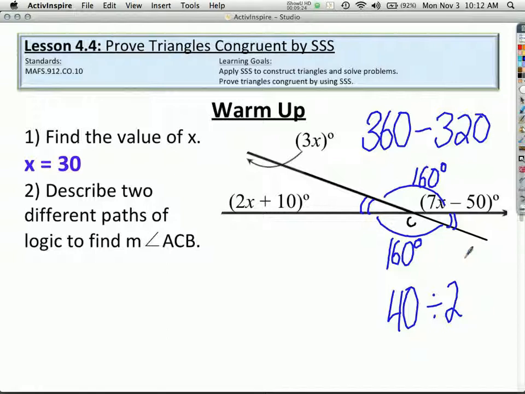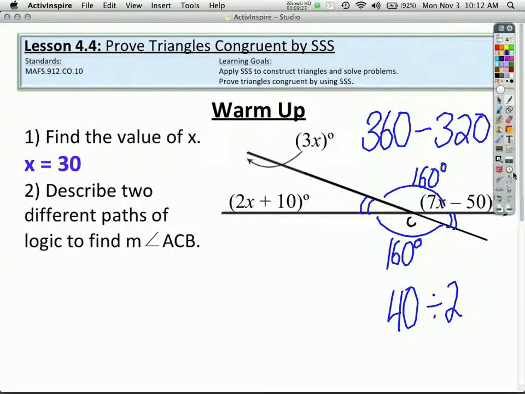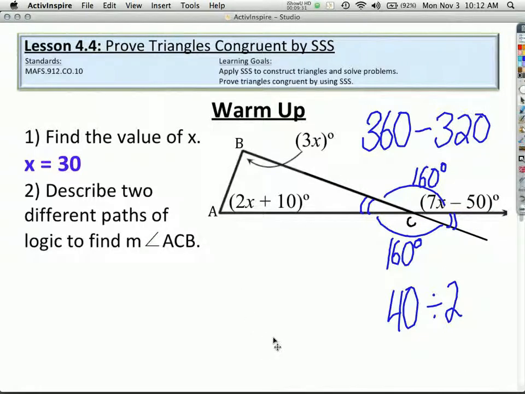Since it was a triangle, you know the inside has to equal 180. So you could just plug x equals 30 into 3x and 2x plus 10, and you get 70 plus 90 equals 160. 180 minus 160 equals 20, and that gives you the third angle. That was a fantastic explanation, and it's exactly what we're talking about.